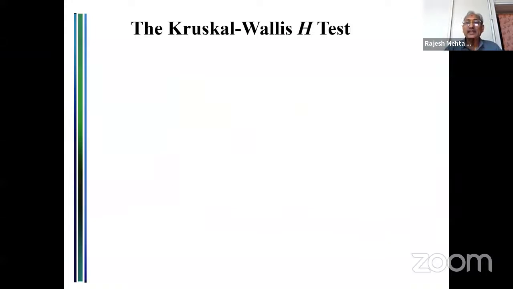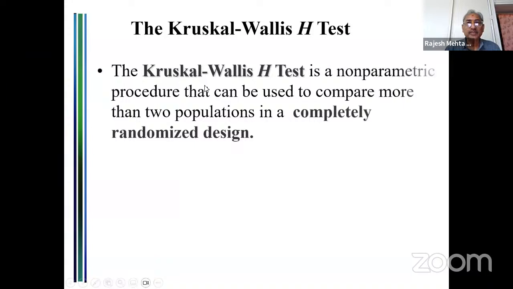The words are a bit unfamiliar, but the tests are relatively easy. Now, the Kruskal-Wallis H test is a non-parametric procedure that can be used to compare more than two populations in a completely randomized design. What does it mean? You have, let's say, three or four or five populations you want to compare. When you compare four or five populations, essentially you are comparing samples. Suppose you want to compare five countries. Naturally, you are not going to take the whole country. You are going to take a sample of each country and then you will compare.